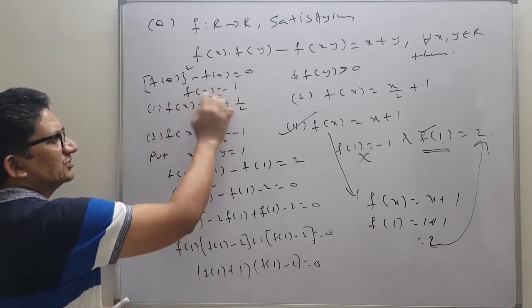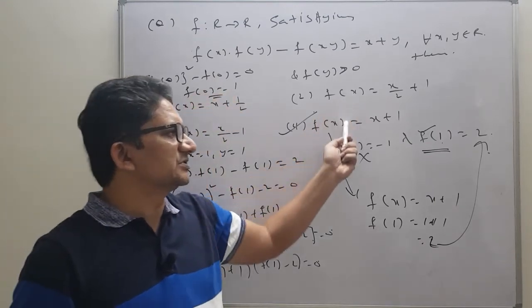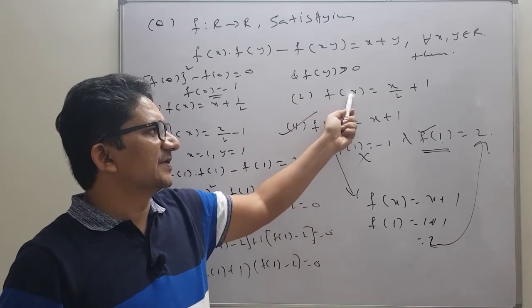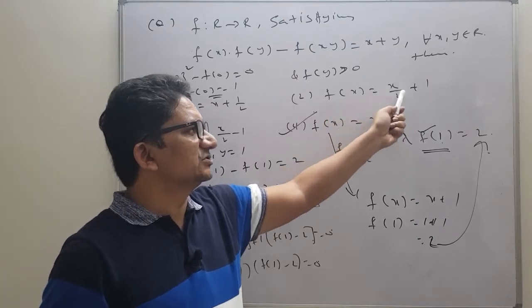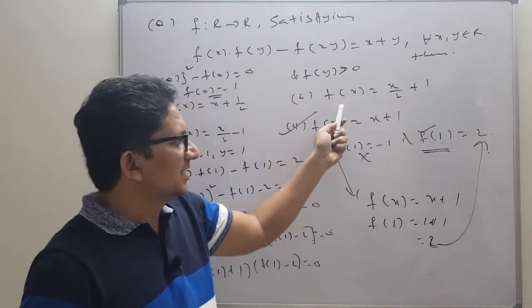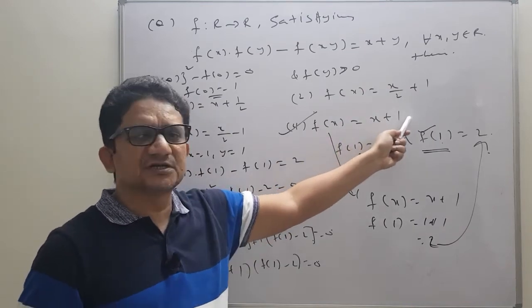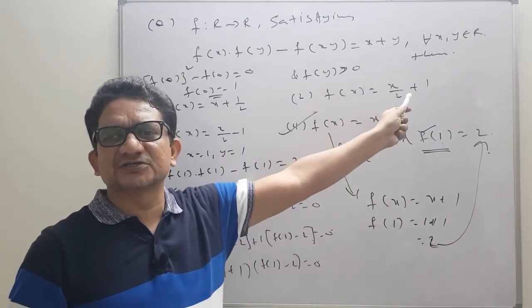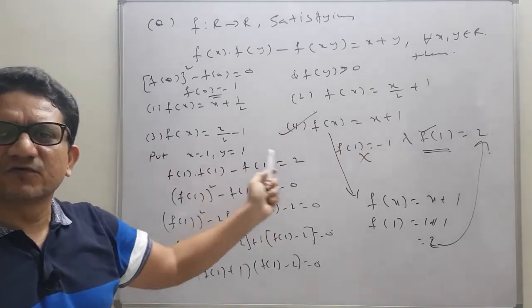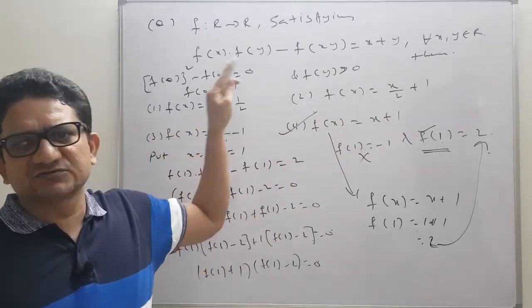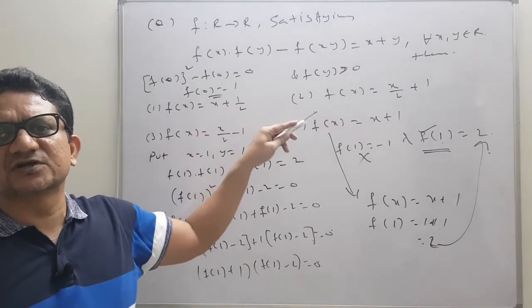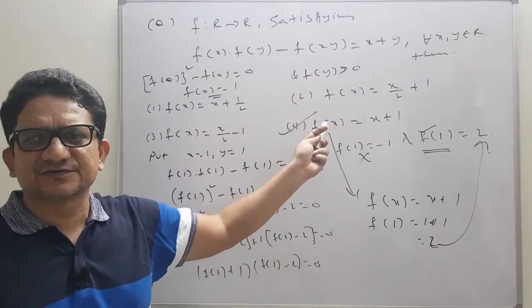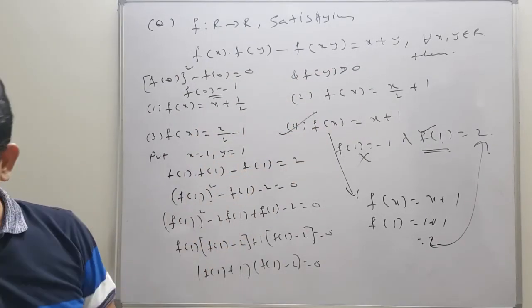F of 0 equals 1 will be satisfied by two options. If I keep x as 0, 0 by 2 is 0, 0 plus 1 is 1. And f of 0 if I take here 0 plus 1 is also 1. Two options are correct, that is why we can't proceed with 0. So we can take 1. Otherwise, the first choice would be 0 only. But if you take 0, two options are satisfied, that is why we are taking 1.